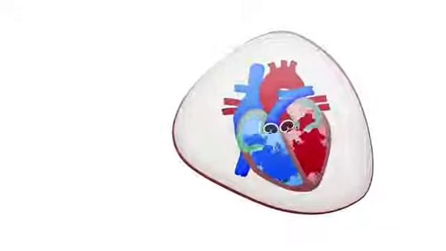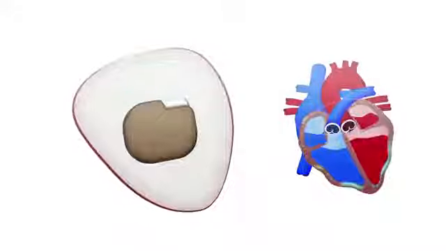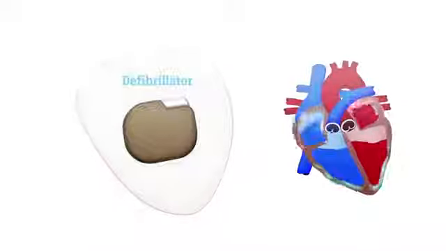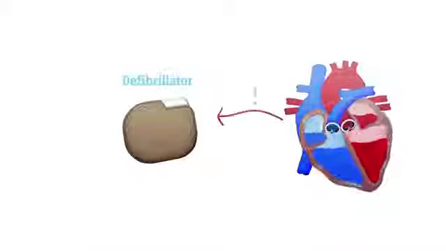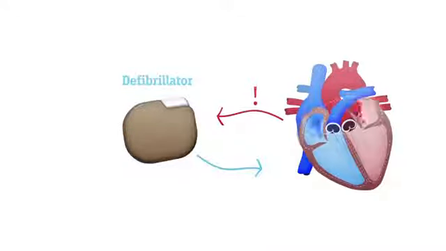People at risk of a sudden cardiac arrest can be protected with a small implantable device called a defibrillator. It automatically detects an irregular heart rhythm and produces an electric shock to return the heart to its normal rhythm.